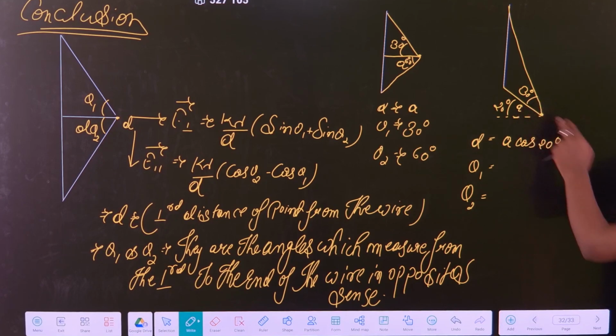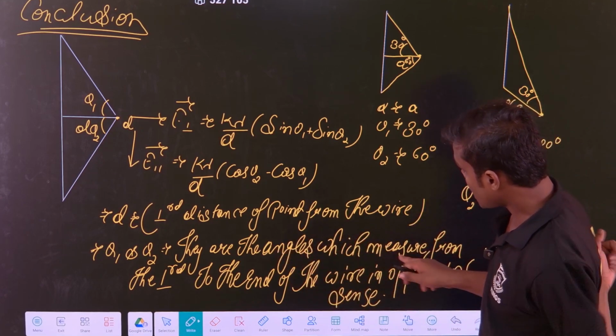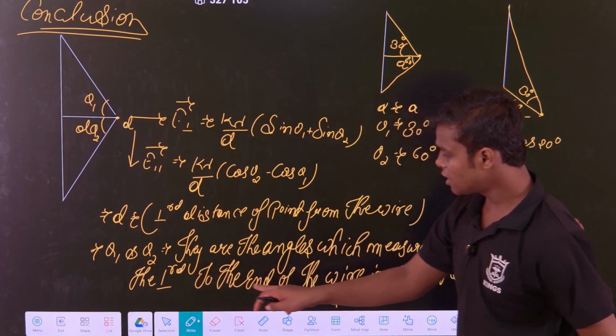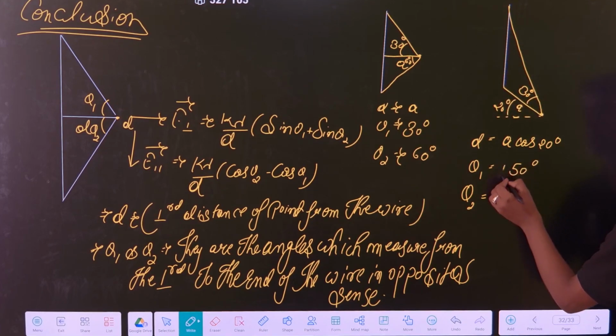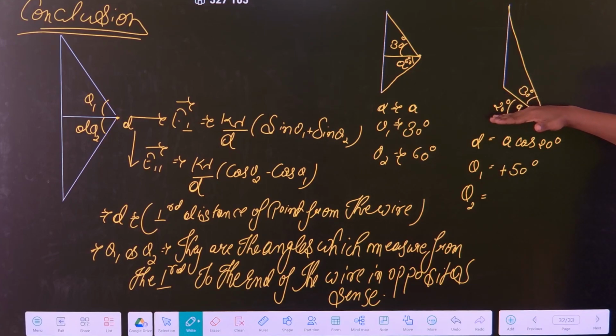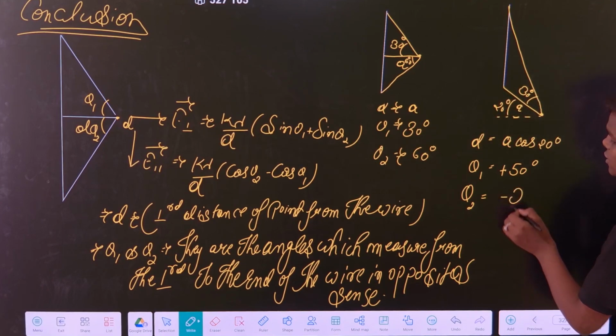What is theta 1? Theta 1 and theta 2, they are the angles which are measured from the perpendicular to the end of the wire in opposite sense. So this is my perpendicular, from perpendicular to this end. So this will be 20 plus 30, that is 50 degree, plus 50. What is theta 2? From perpendicular to the other end, but we are measuring in upward direction. They should be in opposite sense. First theta 1 is in this sense and theta 2 should be in this sense, then it is plus. But theta 2 we are taking in the same sense, unlike in the integration where we took opposite sense. So it will become minus 20 degree.